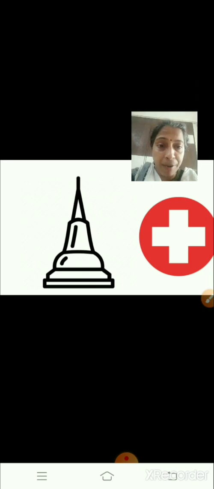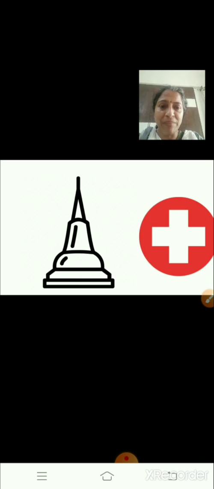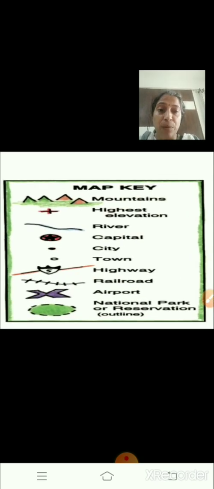Now you may ask me, if they use different symbols, how can we understand all the symbols, right? Good question. For that, you have a solution. A solution called legend. A legend is a key. It gives the symbol and also the corresponding meaning is given there.